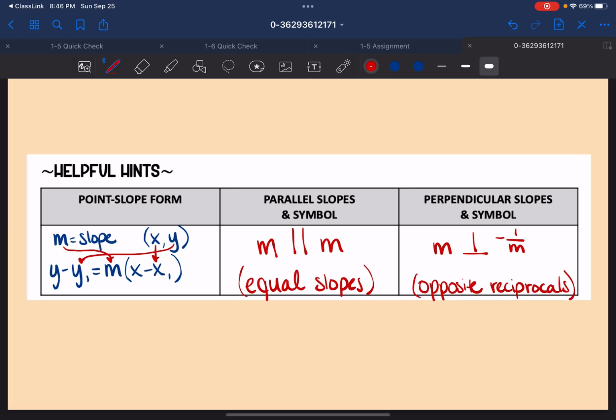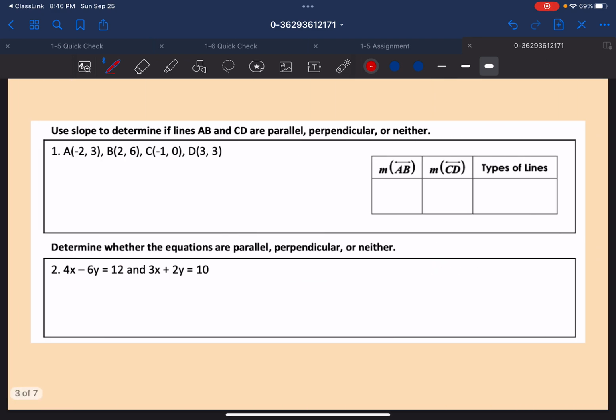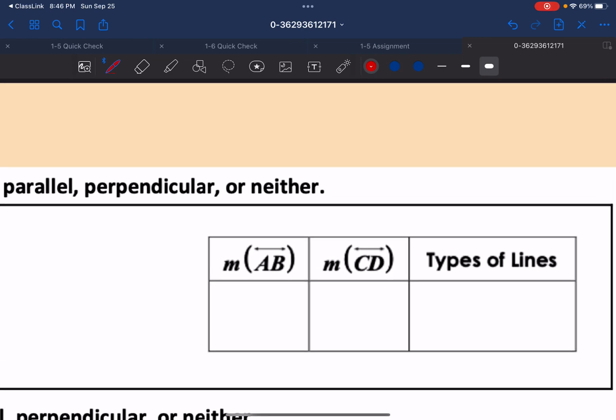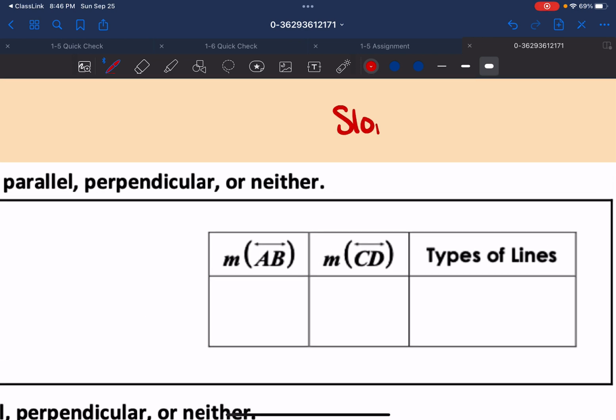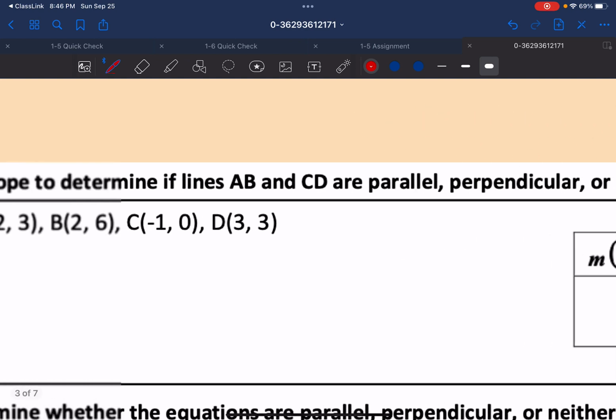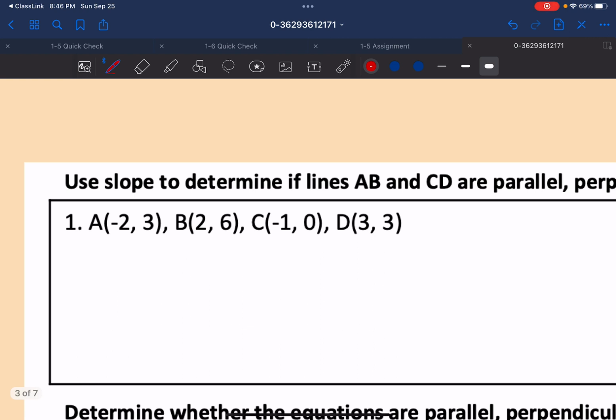Okay, so let's review some slope here. Let's determine if, given these lines, AB and CD are parallel, perpendicular, or neither. But we've got to make sure that we remember that slope formula. So somewhere on your notes, I want you to write the slope formula: y2 minus y1 over x2 minus x1. Okay, so let's go over here, and we're going to split this into two parts. This is going to represent one line, this is going to represent the other line.